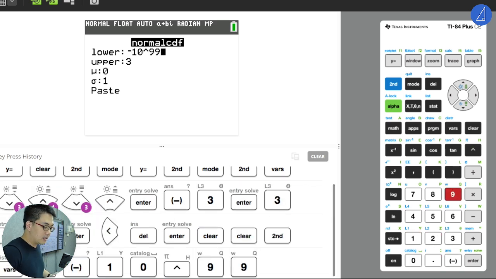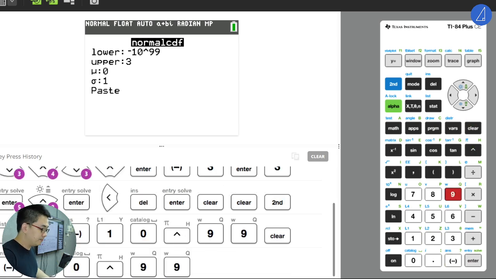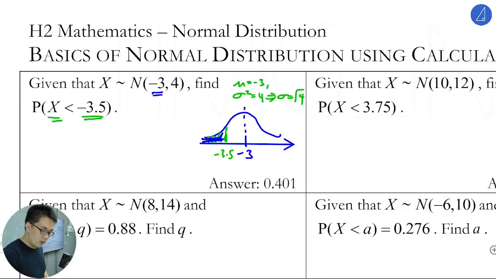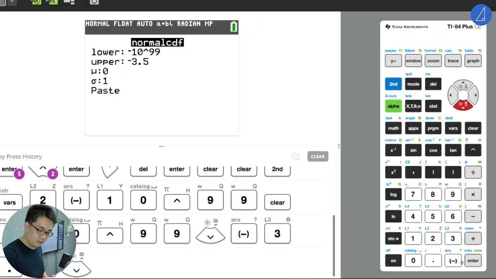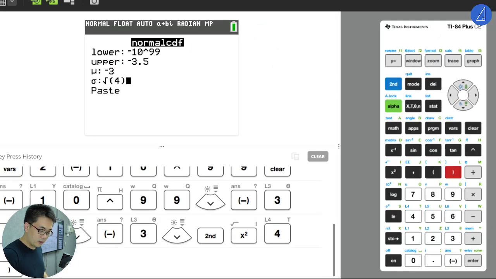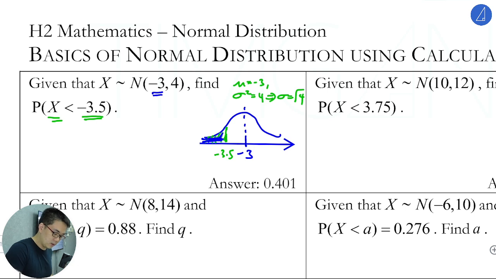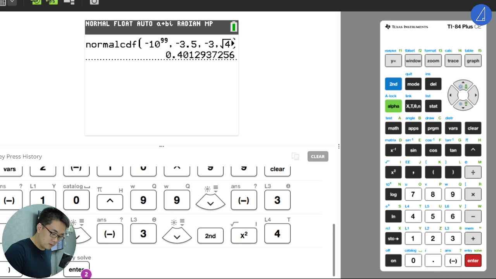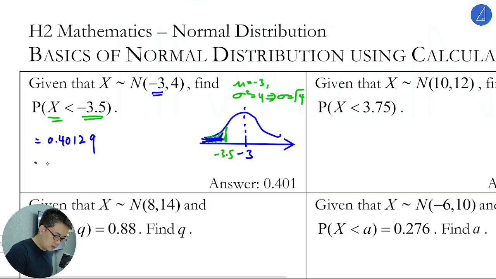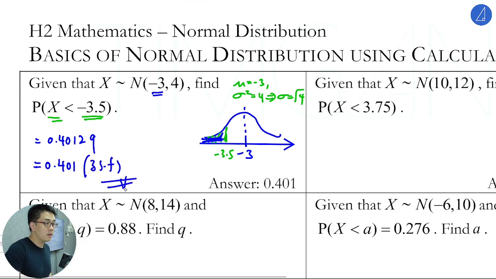Then -10 to the power 99. Some schools will just say use E. Don't need to use E. I think just using -10 to the power 99 is much faster, because you don't even know which E you want to use. Actually, any E would do. But yeah, the upper bound will be -3.5. Then mu will be -3 and sigma square root 4. Remember that. The answer is 0.401293. Okay, there you go.